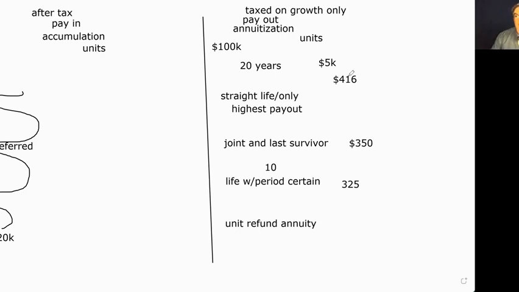The problem with this is there are some problems. One, there's a lot of fees. So there's a thing called mortality risk. Mortality risk is that you're just going to keep living and they have to keep paying you.